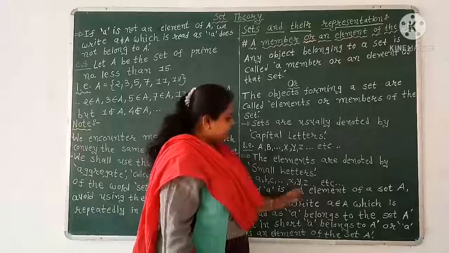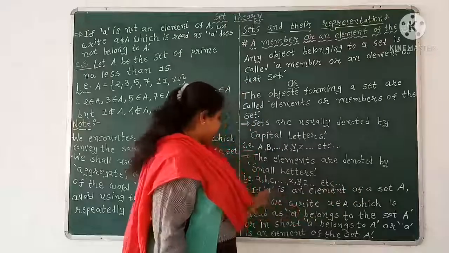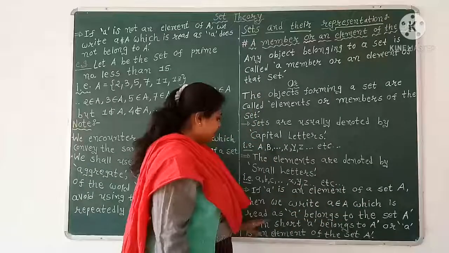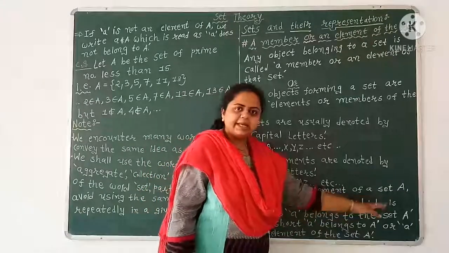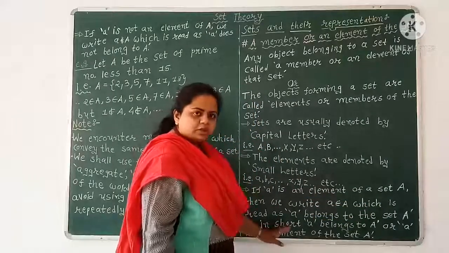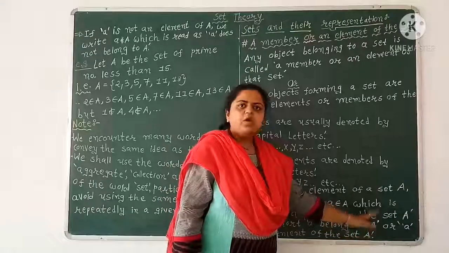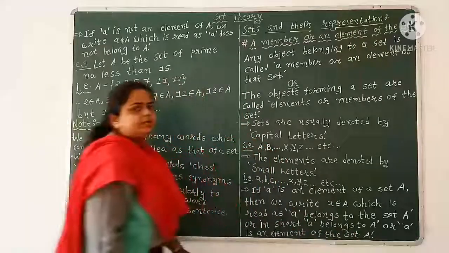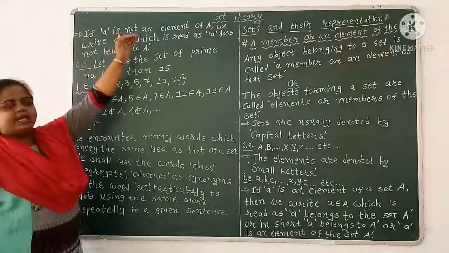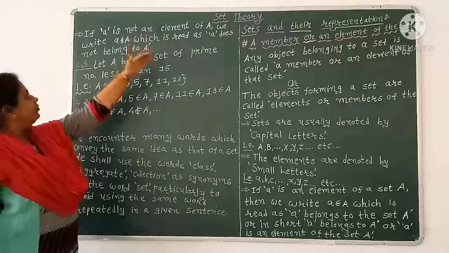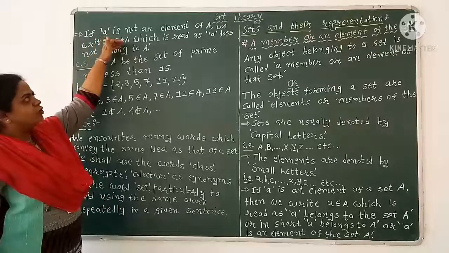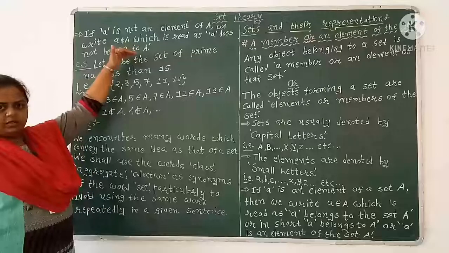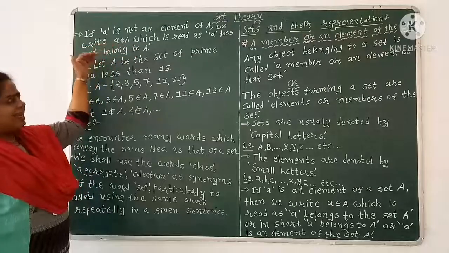If a is an element of a set A, then we write a belongs to A, which is read as a belongs to the set A, or in short, a belongs to A, or a is an element of the set A. And if a is not an element of set A, then we write a does not belong to A, which is read as a does not belong to A, or a is not an element of A.